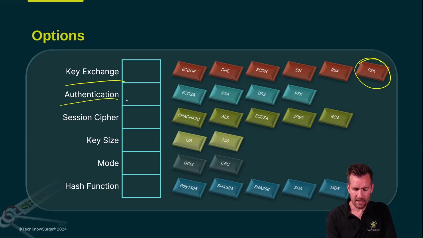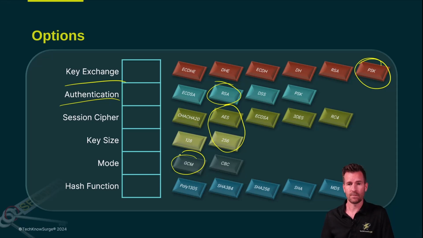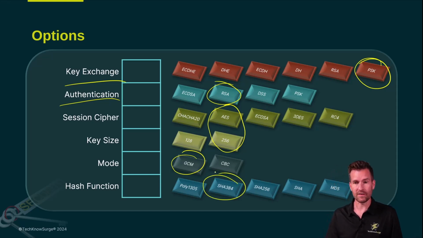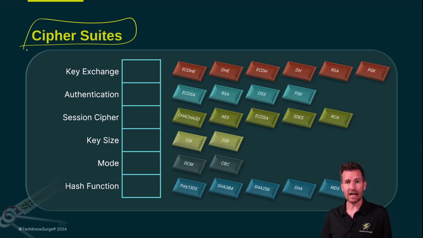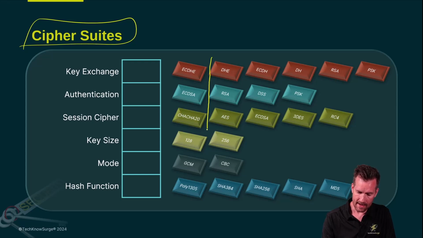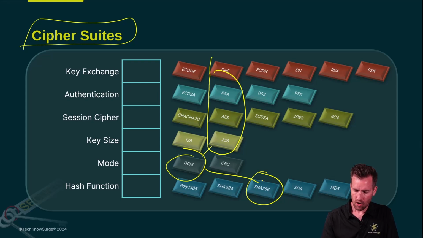For the authentication piece, maybe we choose something like RSA. For the session cipher, maybe we choose AES 256 with GCM. And then for the hashing algorithm, perhaps we're going to choose SHA 384 or 256. So we're going to choose different options with this. What Cipher Suites are is pre-configured sets of these options. For instance, we may have Diffie-Hellman with RSA, AES 256, GCM, and SHA-256 as one of our Cipher Suites that we can choose. So it's a pre-configured set of these options.